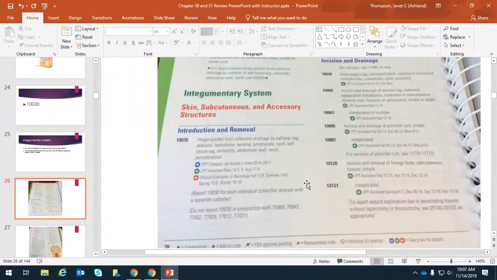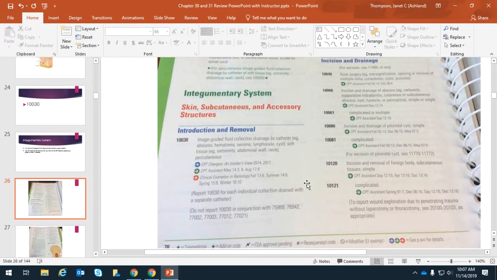So we have that code 10030. We see the integumentary system there. We are looking at skin, subcutaneous, and accessory structures. And we have the first category, introduction and removal. Code 10030 is for image-guided fluid collection drainage by catheter of an abscess, hematoma, seroma, lymphocele, or cyst of the soft tissue, the extremity, abdominal wall, or neck that's percutaneous, or through the skin.